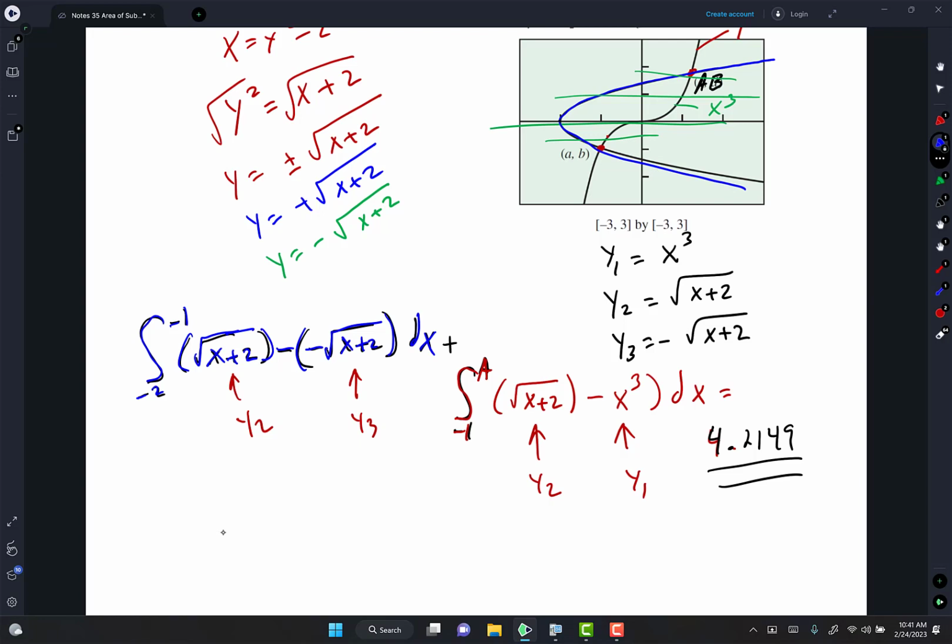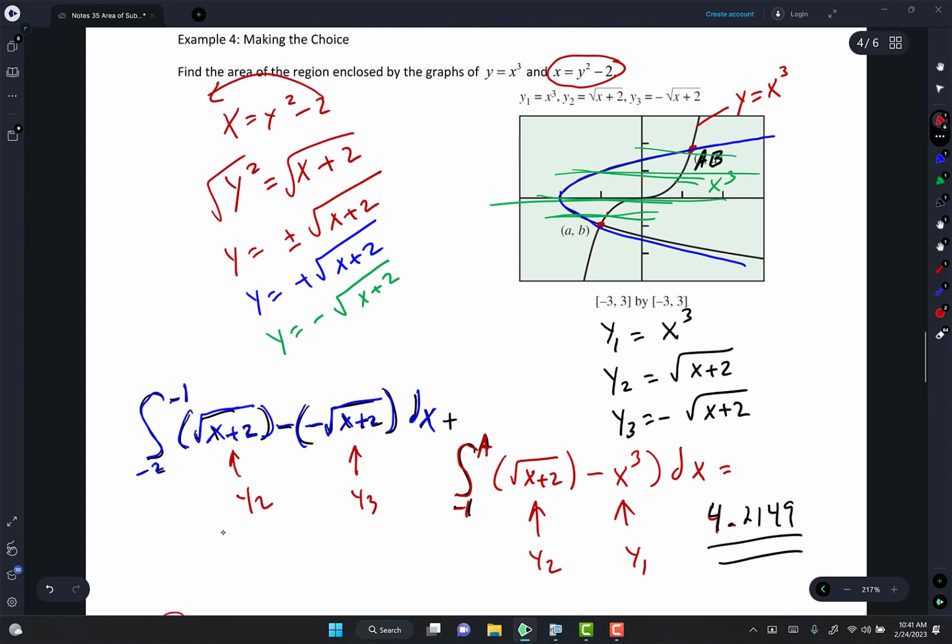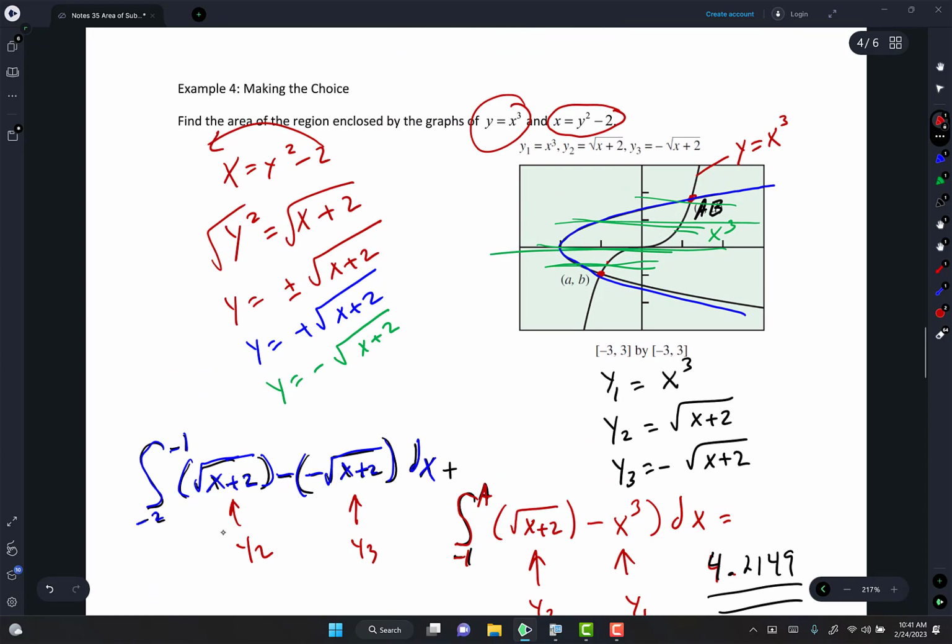Because the black line's always on the rightmost, no matter where I draw this green line. Okay, so here we go. I'm going to integrate. I'm just going to do it one time, guys. Integrate. The rightmost curve is x cubed. So I need this in terms of x. Y equals x cubed. I need this in terms of x equals something because I'm going to integrate with respect to y. Those are dy's.